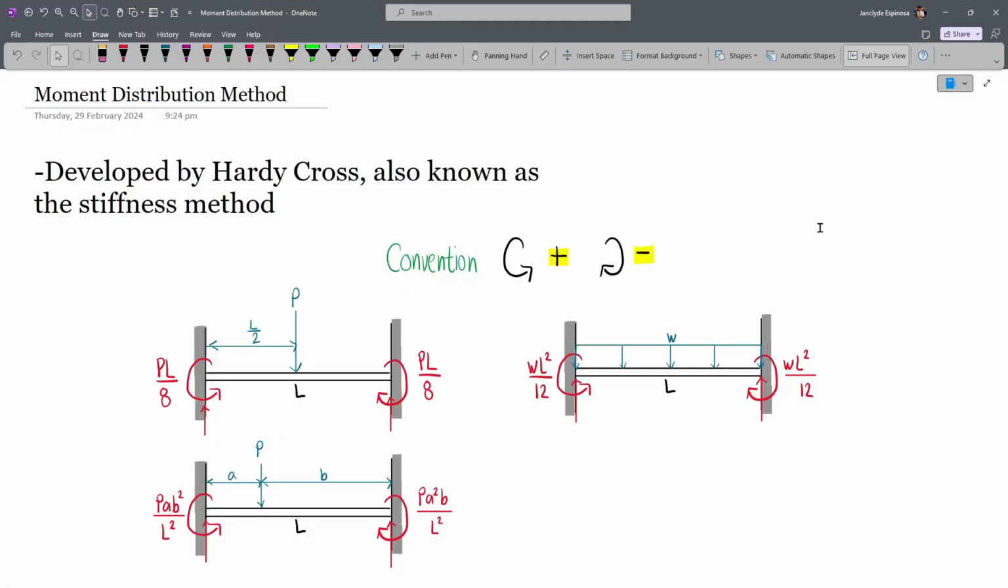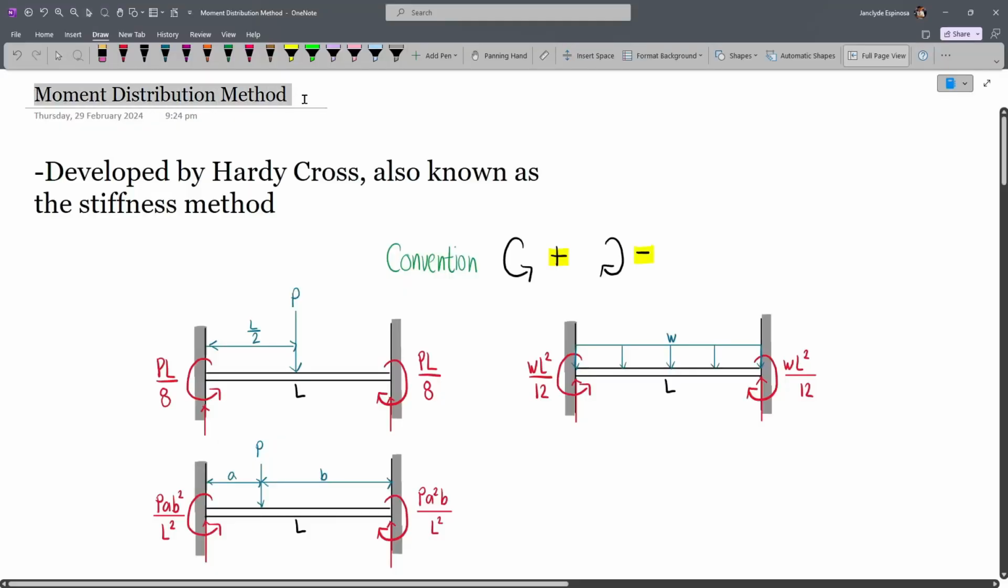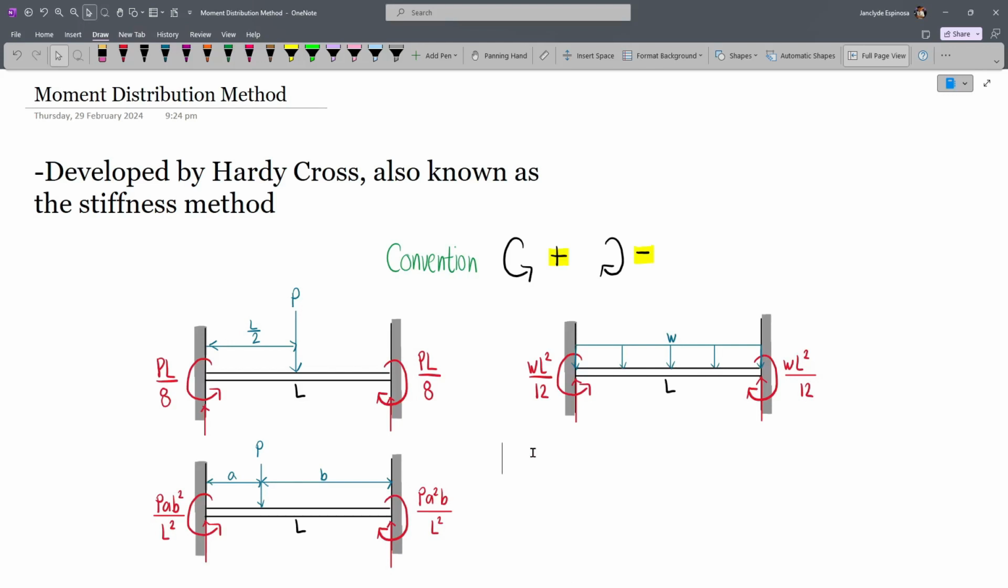Sa video natin ngayon, we'll focus on the moment distribution method. Now, itong method na to, this is developed by Hardy Cross, and this method is also known as the stiffness method. Now, in order to solve problems using itong moment distribution method, we first need to know kung ano yung fixed end moments. Usually, we call this FEM.